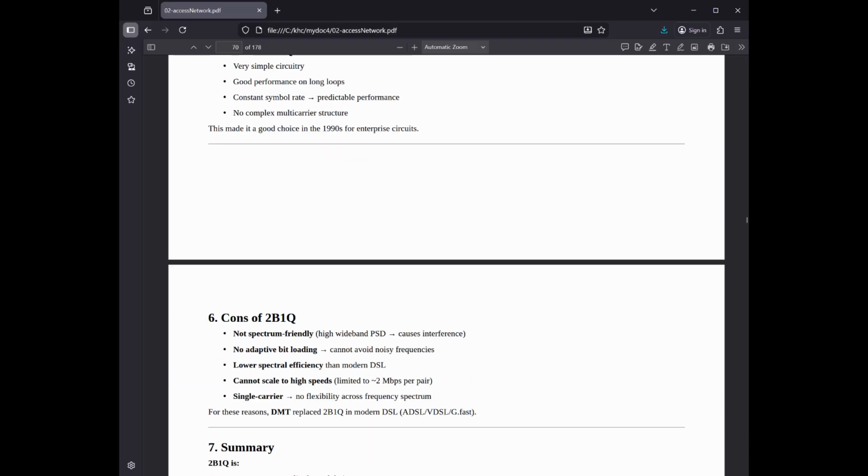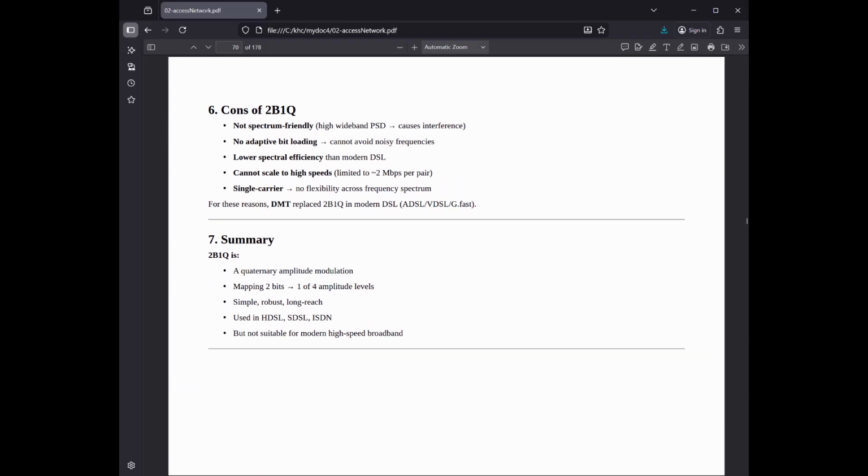Cons of 2B1Q: receiver complexity. Unlike binary systems that only need to distinguish between high and low, a 2B1Q receiver must accurately distinguish between 4 distinct voltage levels, for example -2.5 V, -0.833 V, +0.833 V, and +2.5 V.